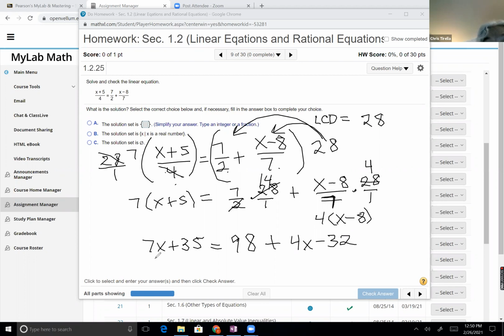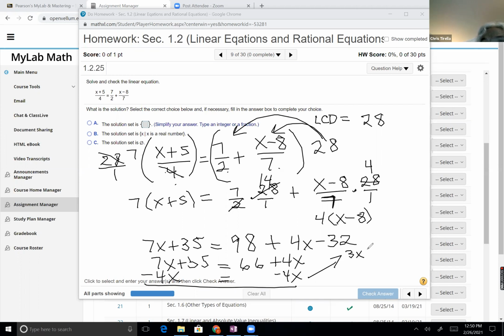On the right, I can still simplify. 98 minus 32 is 66. I'm going to subtract the 4x from both sides to get all of my variables on the same side. I have to apologize, I've run out of space, so I'm going to scooch over here. That'll give me 3x plus 35 equals 66. Subtracting the 35 from both sides will give me 3x equals 31. And then when I divide, my solution will be x equals 31/3.